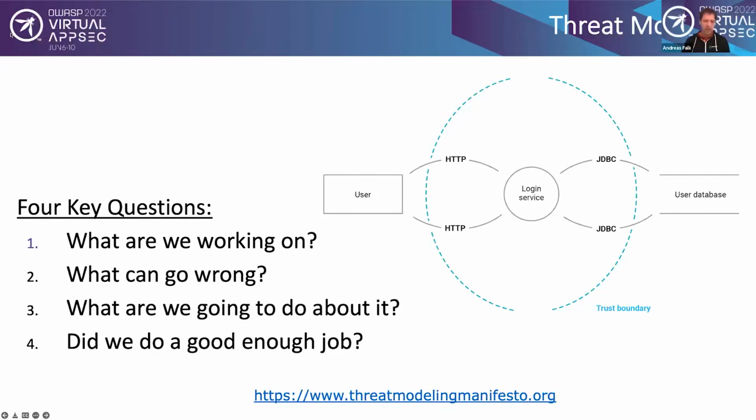So one thing that could go wrong here is that you are using an unsecured HTTP connection, for example. So somebody could just grab your password from the connection. That could be one thing that could go wrong. And then you are thinking about what are we going to do about it. So in that case, just change to an HTTPS connection. And at the end, you always do some kind of retrospective. Did we do a good enough job?